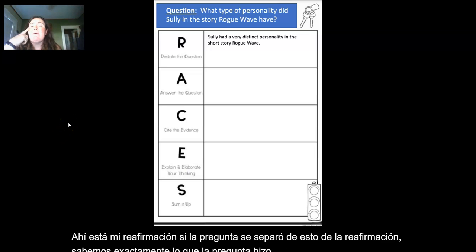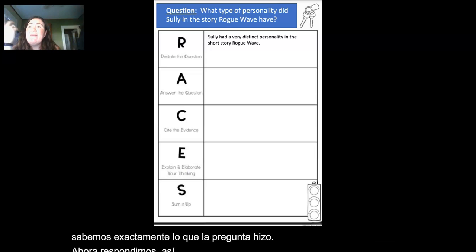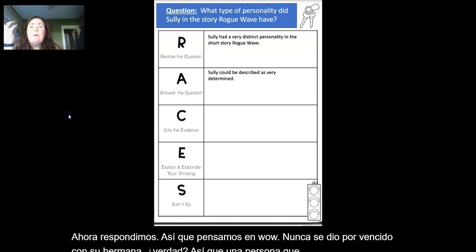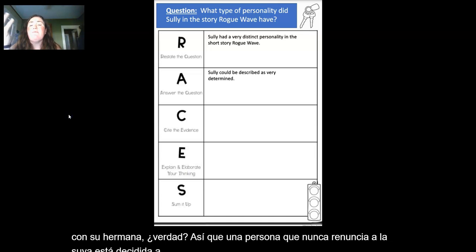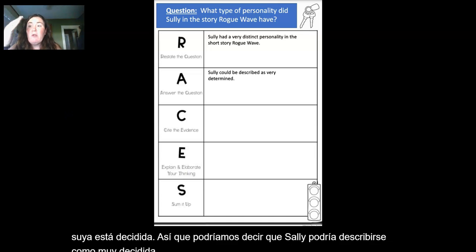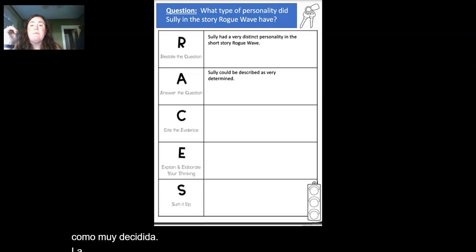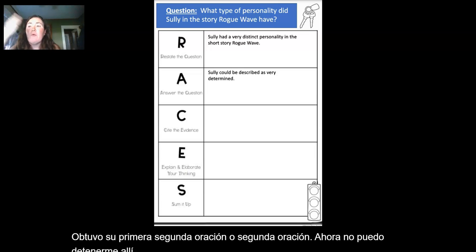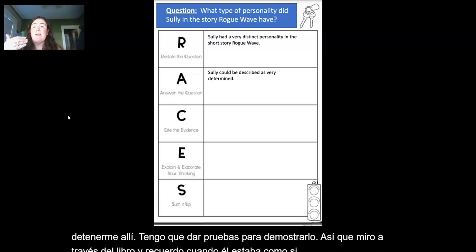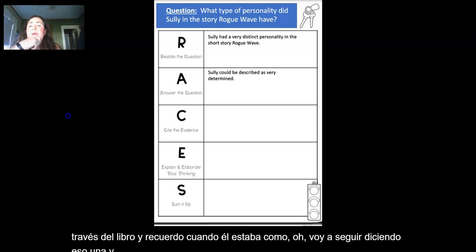Now we answer it. So we think about, wow, he never gave up on his sister, right? So a person who never gives up is determined. So we could say Sully could be described as very determined. Got our second sentence. Now I can't stop there. I have to give evidence to prove it. So I look through the book and I remember when he was like, I'm just going to keep saying that over and over again because I'm not going to give up hope, right?